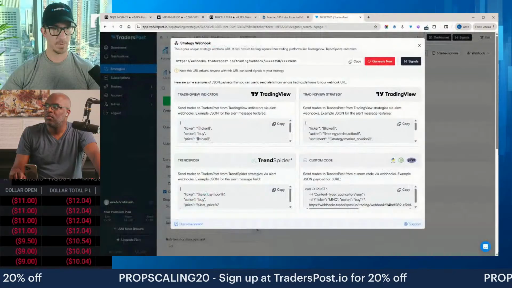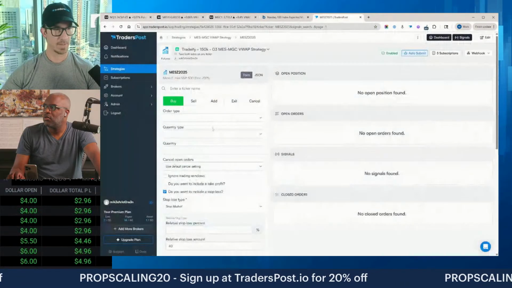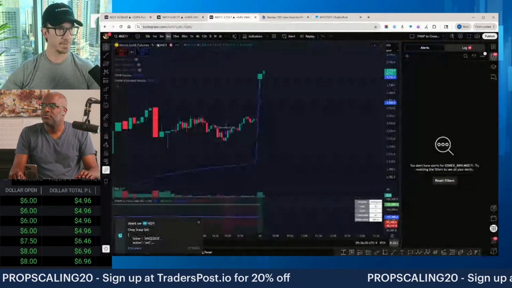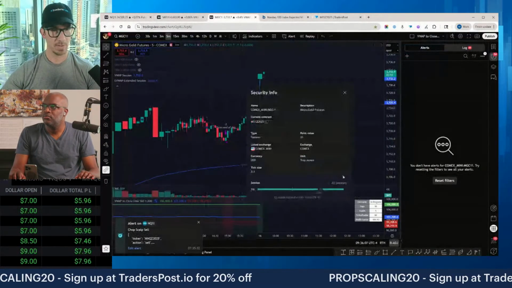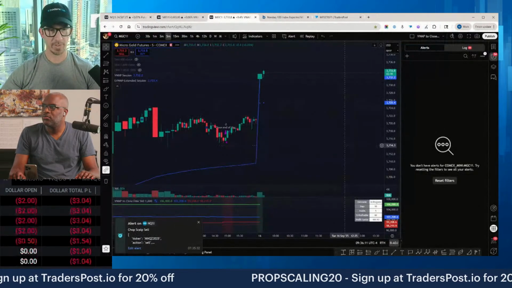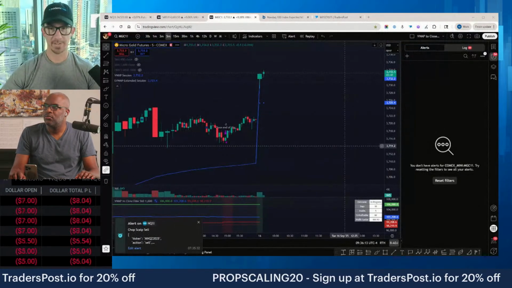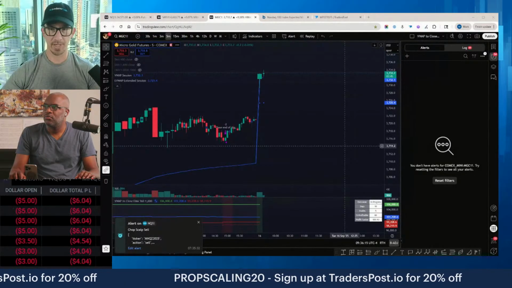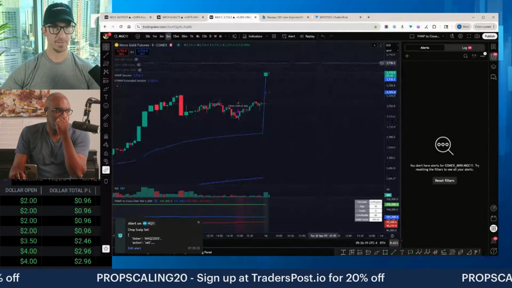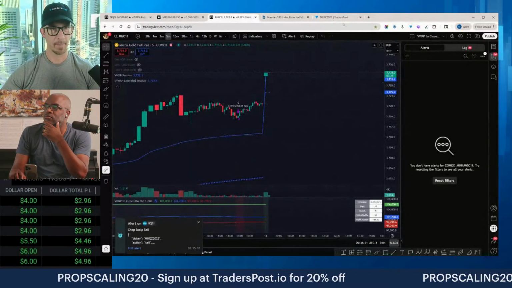Okay, so we got that. Now gold is a little different on the micros. This moves by 10 points, or $10 per point. And I only really want to risk, again, $200 on a single trade. So I'm going to take 20 points of stop for the hard stop on this one.